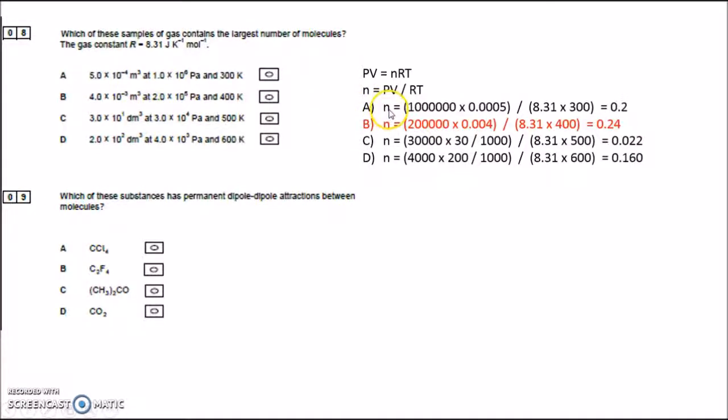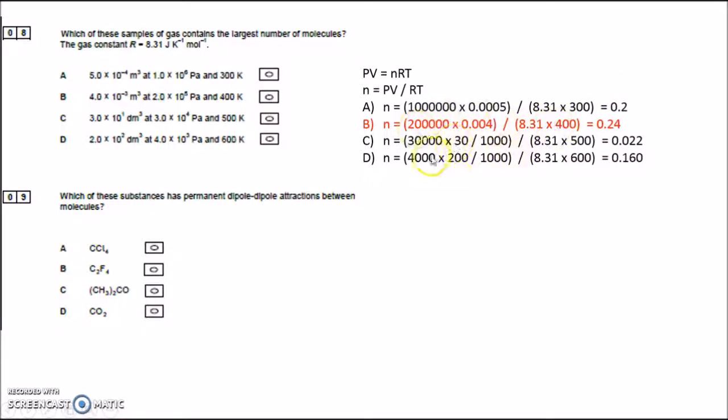And then if you put the numbers in, n is P times V, so 5 times 10 to the power of -4 is your volume, multiplied by your pressure, which is 1 times 10 to the power of 6. So 1 times 10 to the power of 6 is your pressure, and this is your volume, 0.0005, 5 times 10 to the -4, divide by R, divide by T, and it comes out as 0.2.